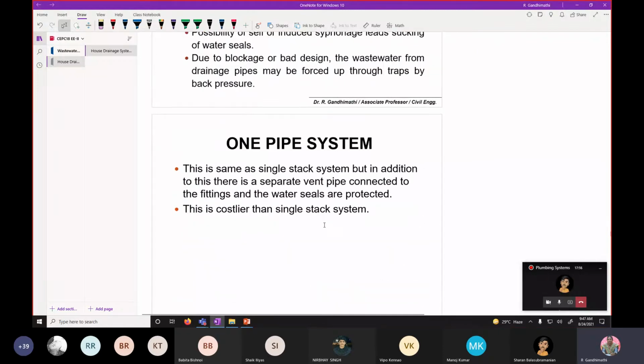The next one is a somewhat advanced version of the single stack system, called the one pipe system. This is similar to the single stack, but in addition there is a separate vent pipe connected to the fittings, and the water seals are protected. In addition to the one vertical pipe that carries both sullage and night soil, you have one more pipe called the vent pipe, mainly to take care of the water seals. This is costlier than the single stack system.